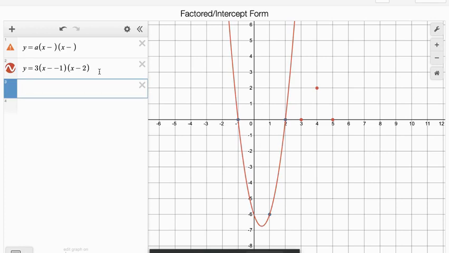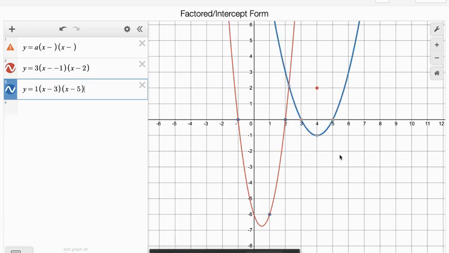All right, so now I'll take a look at the red points. This time I have x-intercepts of 3 and 5. So I'll keep a as 1. I have x minus 3 times x minus 5. And sure enough, it goes through 3 and 5.